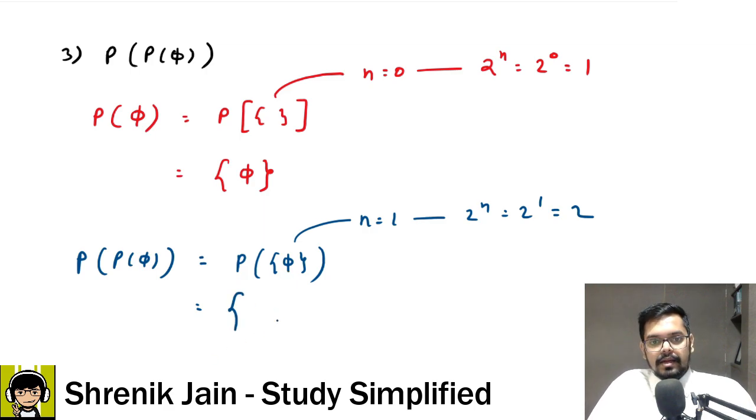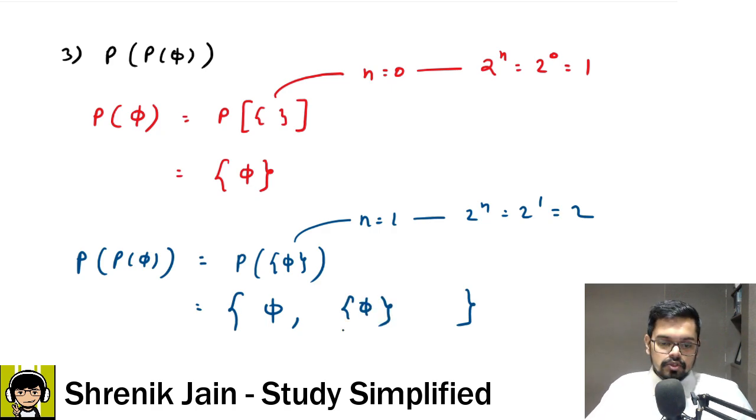Start the curly bracket, end the curly bracket and write the subsets. The null set is a subset of every set, so that is the first answer. And this set itself, that's all. So this is your final answer. I hope you understood this very critical problem, P of phi.